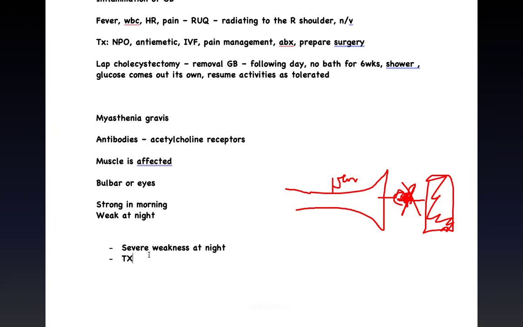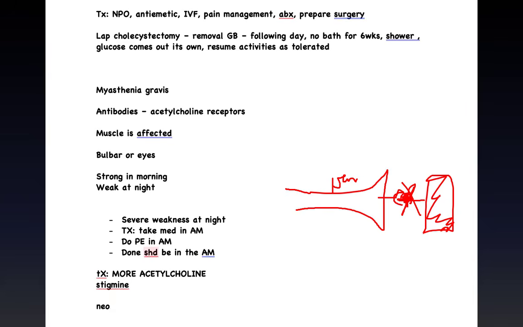So what do you do? Treatment. Take your medication in the morning. Do your physical activity in the AM. Anything that needs to be done should be in the morning because that's when they're strong. What is the treatment? Give them more acetylcholine. How do you do that? You give them stigmin. I call them stigmin. So you have neostigmine or physostigmine.